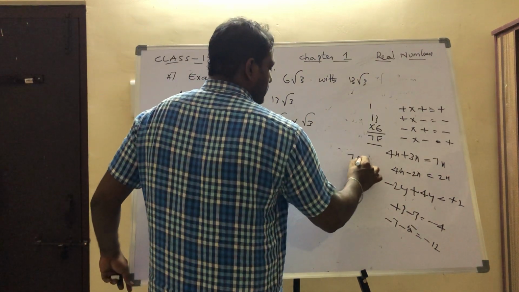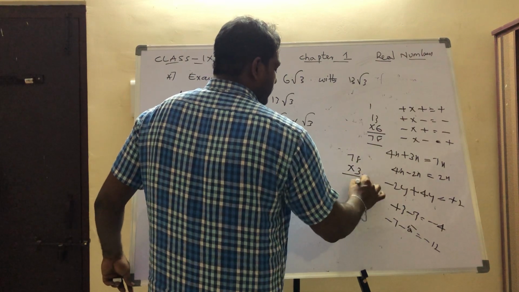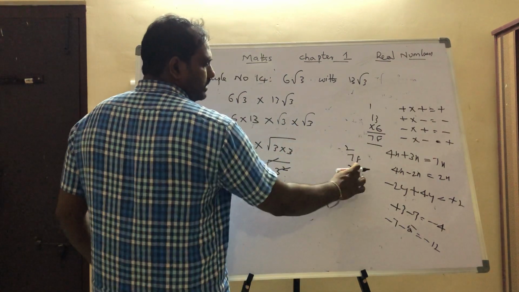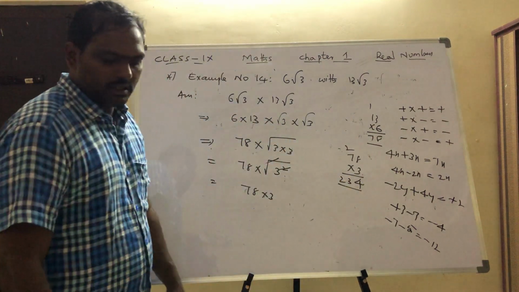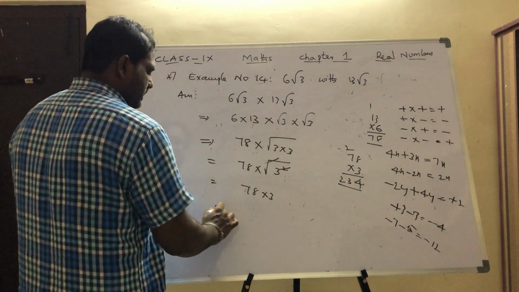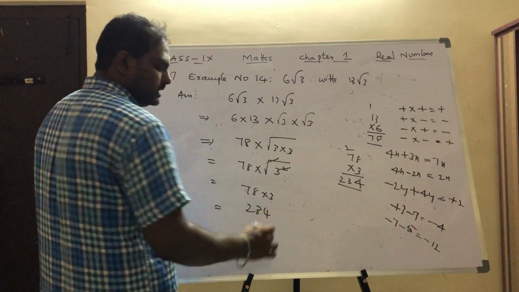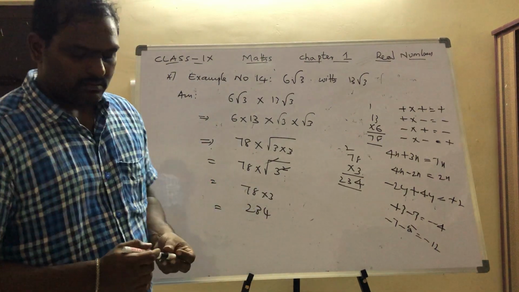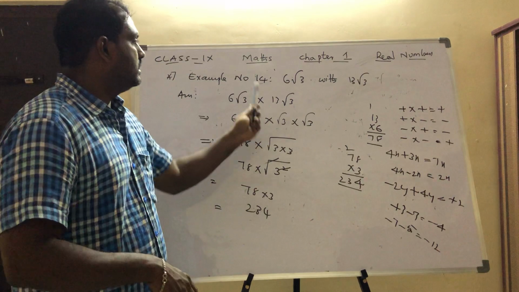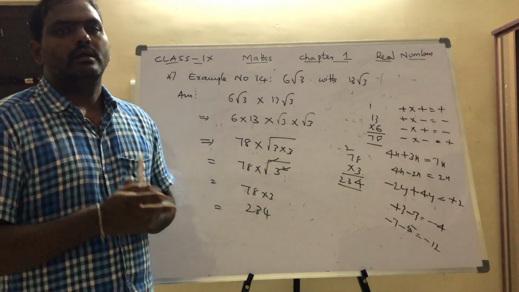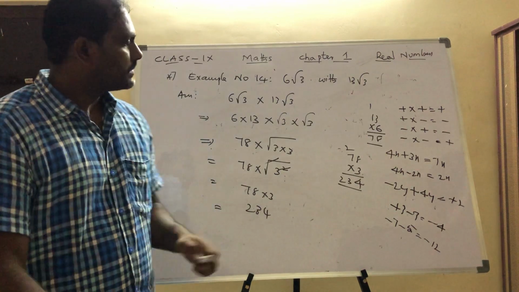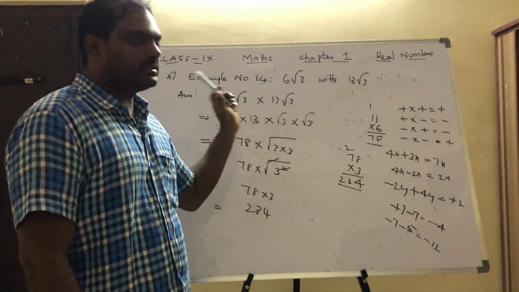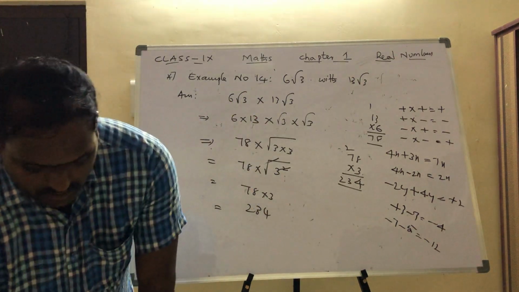So how much was it? 78 threes. 3 eights are 24, 3 sevens are 21, 22, 23. How much was it? 234. That is the answer. So this is the way to multiply given roots. If it is given as individual roots, we can multiply directly. If we are given a combination of this, you have to proceed in this way, right?